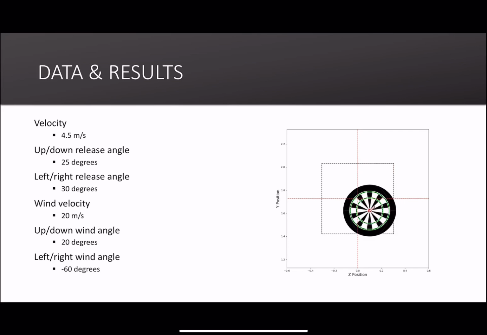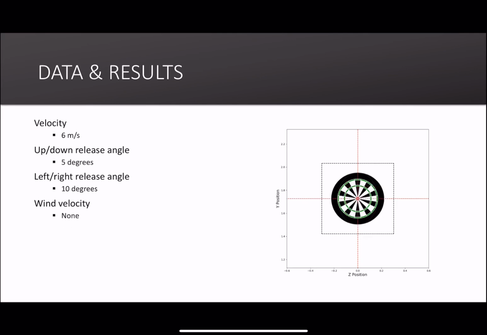Just like Justin was mentioning, the physical constraints of moving a dartboard fast enough at such a short distance to account for the dart are really difficult. So we restricted the movement to a 1 foot by 1 foot box. Here on the left are the inputs placed into our simulator: the velocity of the dart thrown, the two angles of release, wind velocity, and the two angles of wind velocity that affect the dart as our disturbance.